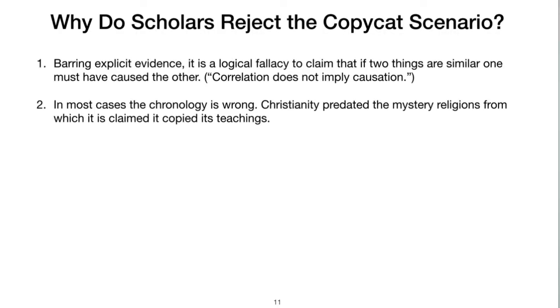Okay? The second problem that scholars recognize is that the chronology just seems to be wrong. When these mystery religions really began to get traction in the Greco-Roman world, it really starts in the 2nd and 3rd centuries. But we know that the Gospels were written, and in fact the entire New Testament was written, in the 1st century, right? So how is it possible that something written in the 1st century could have borrowed from something that really didn't develop and become influential until the 2nd or 3rd century?